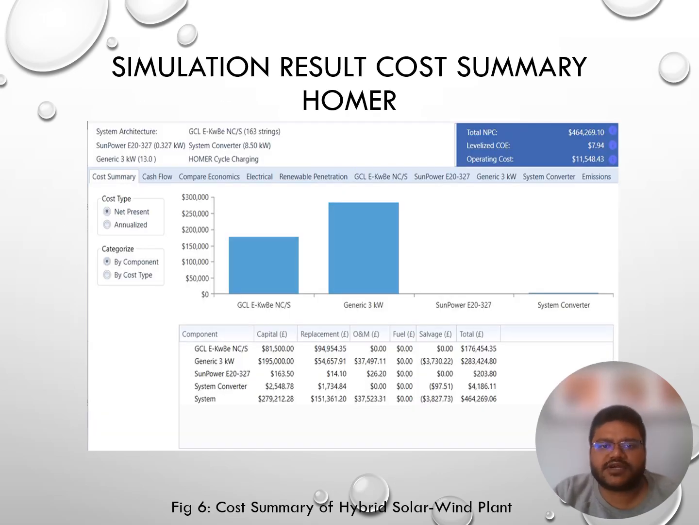So this is the cost summary of the simulation result obtained from Homer, where we can see that the wind turbine actually is the highest. It is the costliest part of the project, which is around 280,000 USD, and the levelized cost of energy is 7.94 USD per kilowatt hour. So we can say that this price is very high for consumers.